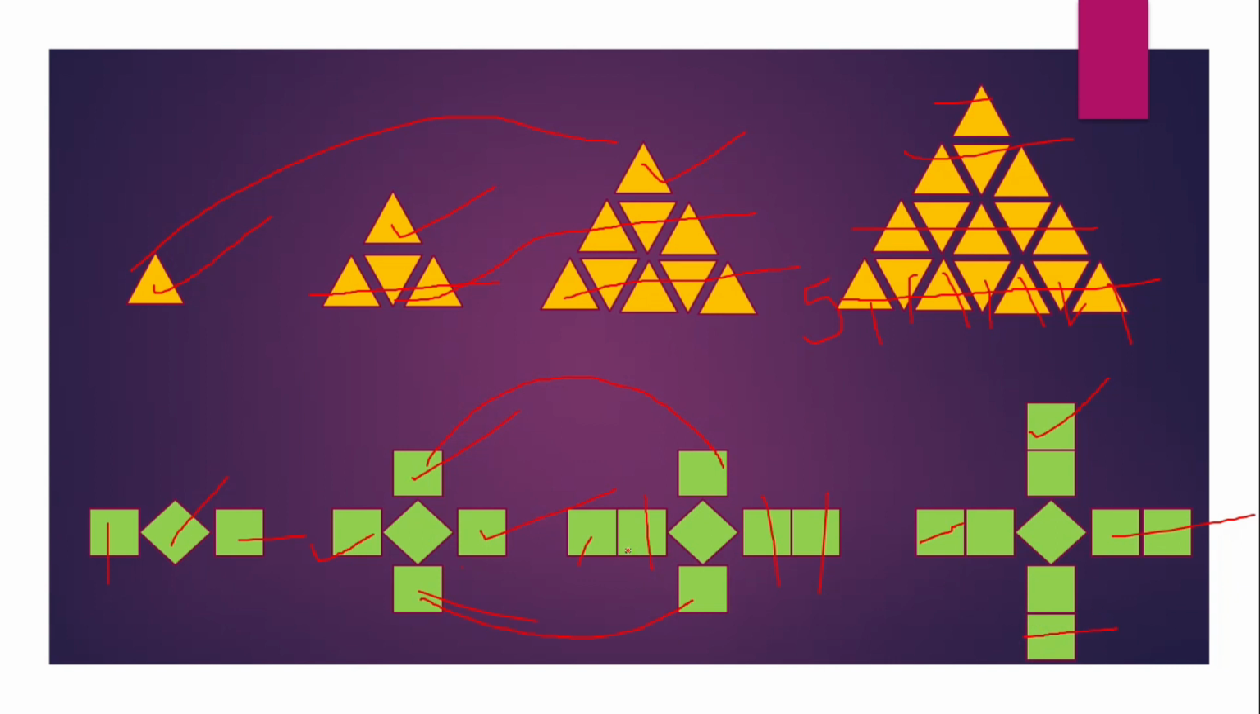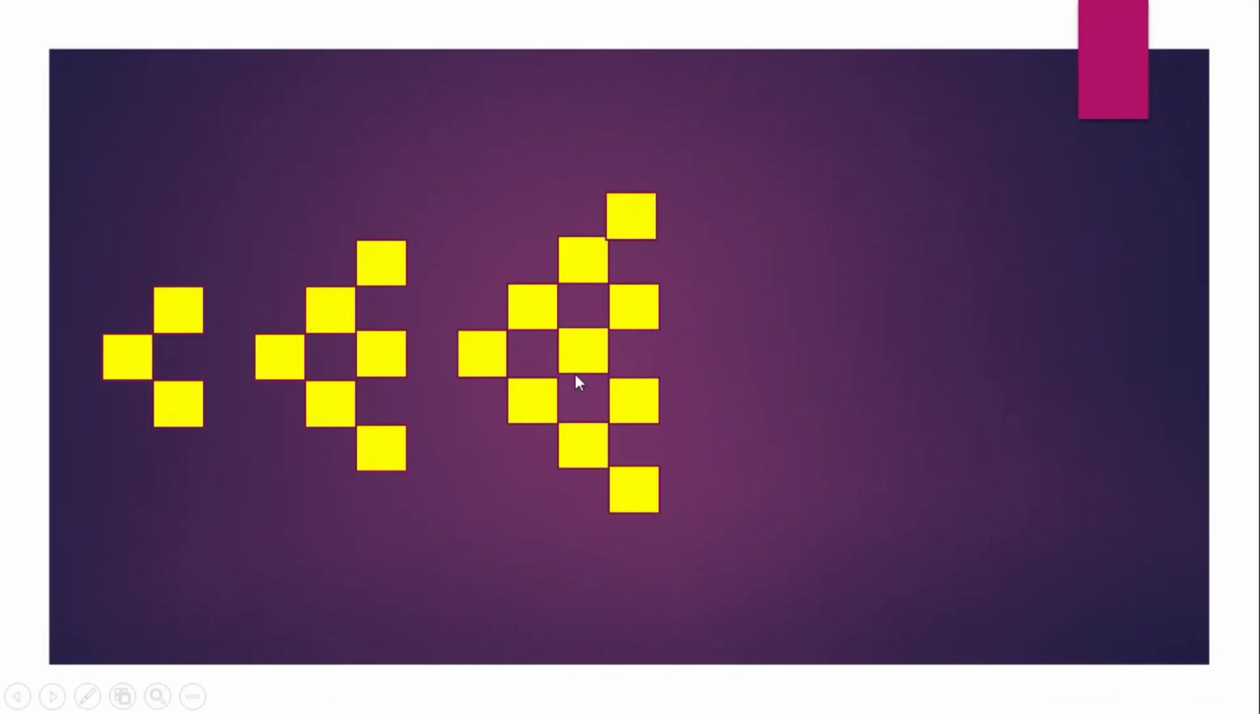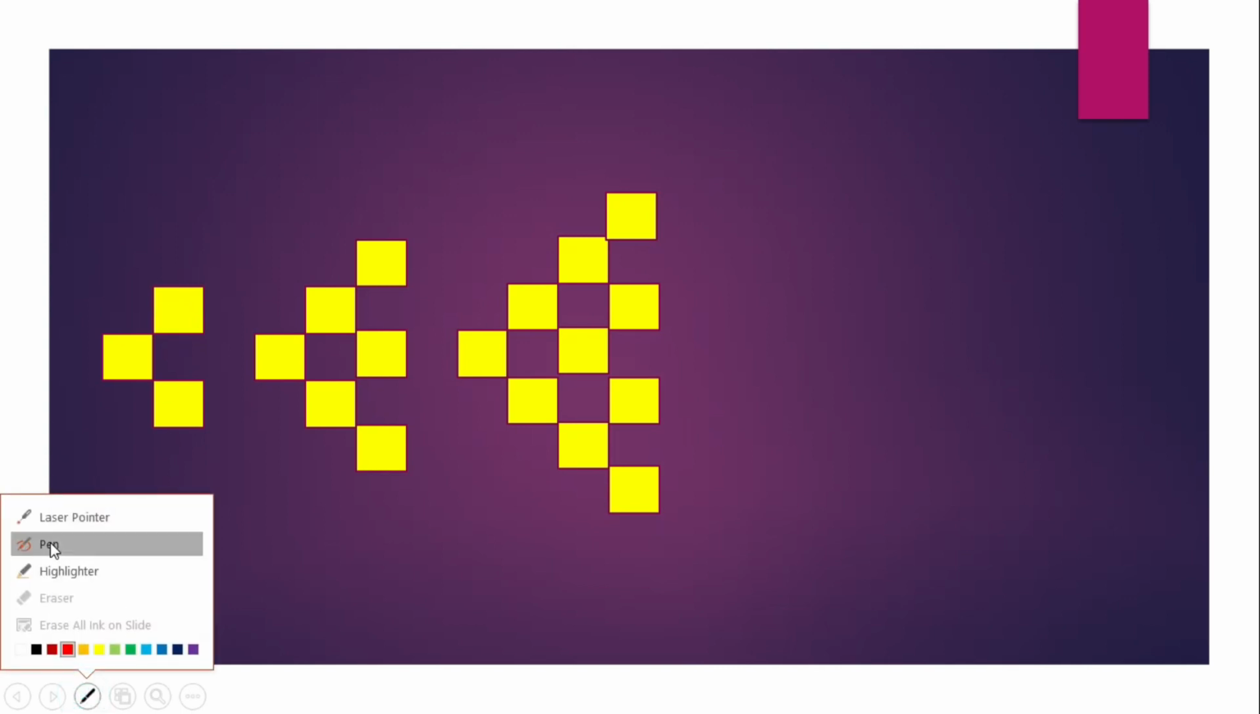So this is a beautiful example of a growing pattern. Students, now let us move towards the next beautiful pattern. This pattern is made using yellow squares and they are arranged in a very particular manner. As you can see here, 1 square and there are 2 squares attached, right?